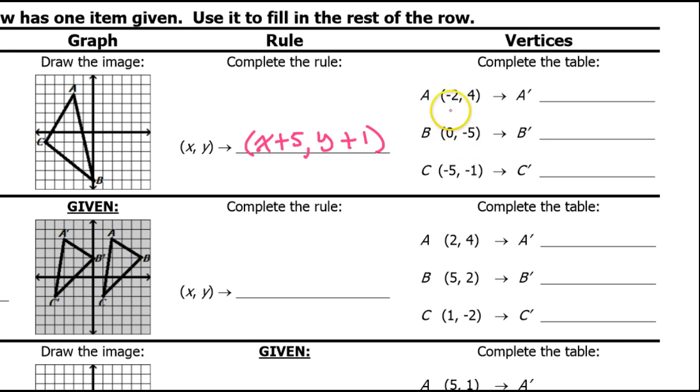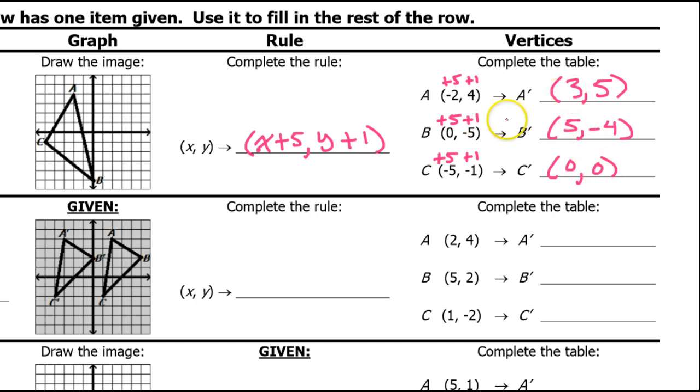So here we're given the coordinates of points A, B, and C. So I'm going to add 5 to the x value and I'm going to add 1 to the y value. Well, that's going to give me 3 comma 5. And I will just do the same thing again, add 5 and add 1. So that'll give me 5 comma negative 4. Add 5, add 1. That will give me 0 comma 0. Interesting.